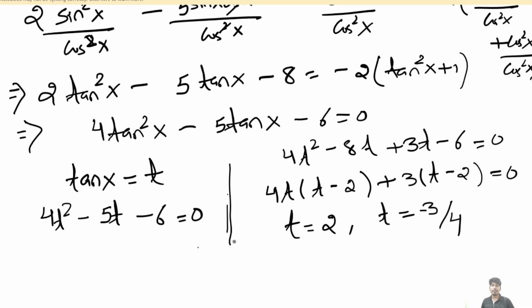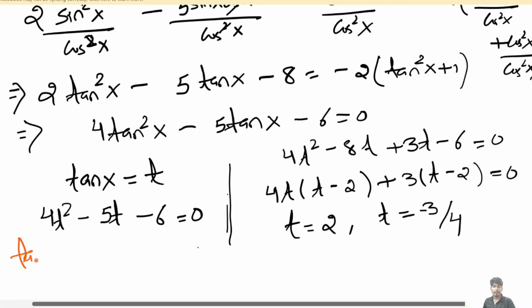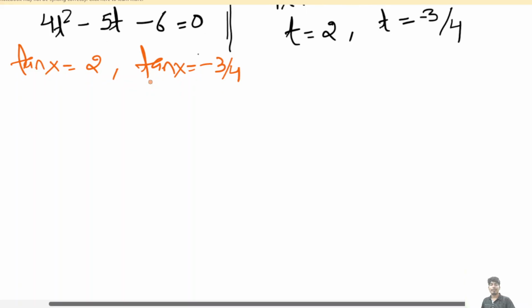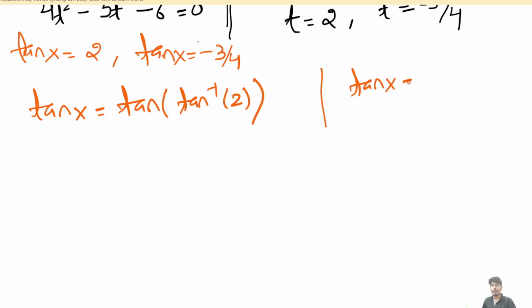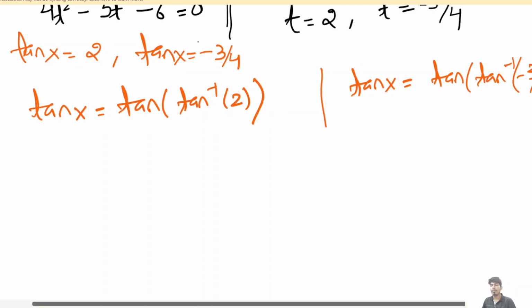Then what is t? t is our tangent x. Then tangent x can be 2 or tangent x can be minus 3 upon 4. Students, we solve this simply. Here we can write tangent x is equal to tangent of tangent inverse 2, and tangent x is equal to tangent of tangent inverse minus 3 upon 4. This is inverse trigonometry, which we will do in a few days.